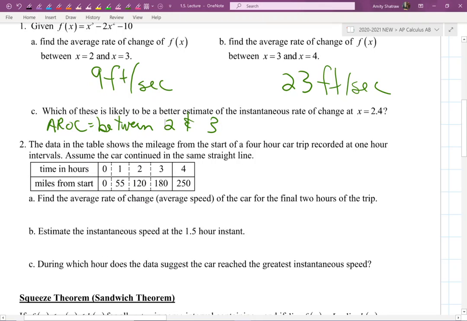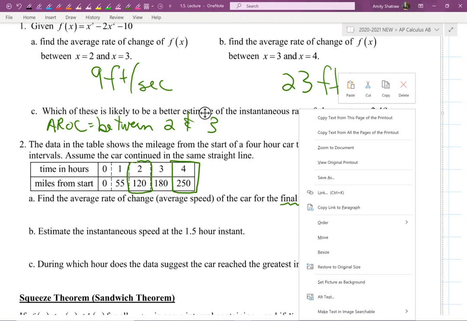So if we're going to find the average rate of change for part A, which is the average speed of the car for the final 2 hours of the trip, I'm noticing that I'm starting at hour 2 and going to hour 4. So, right, those final 2 hours are the last 2 hours.